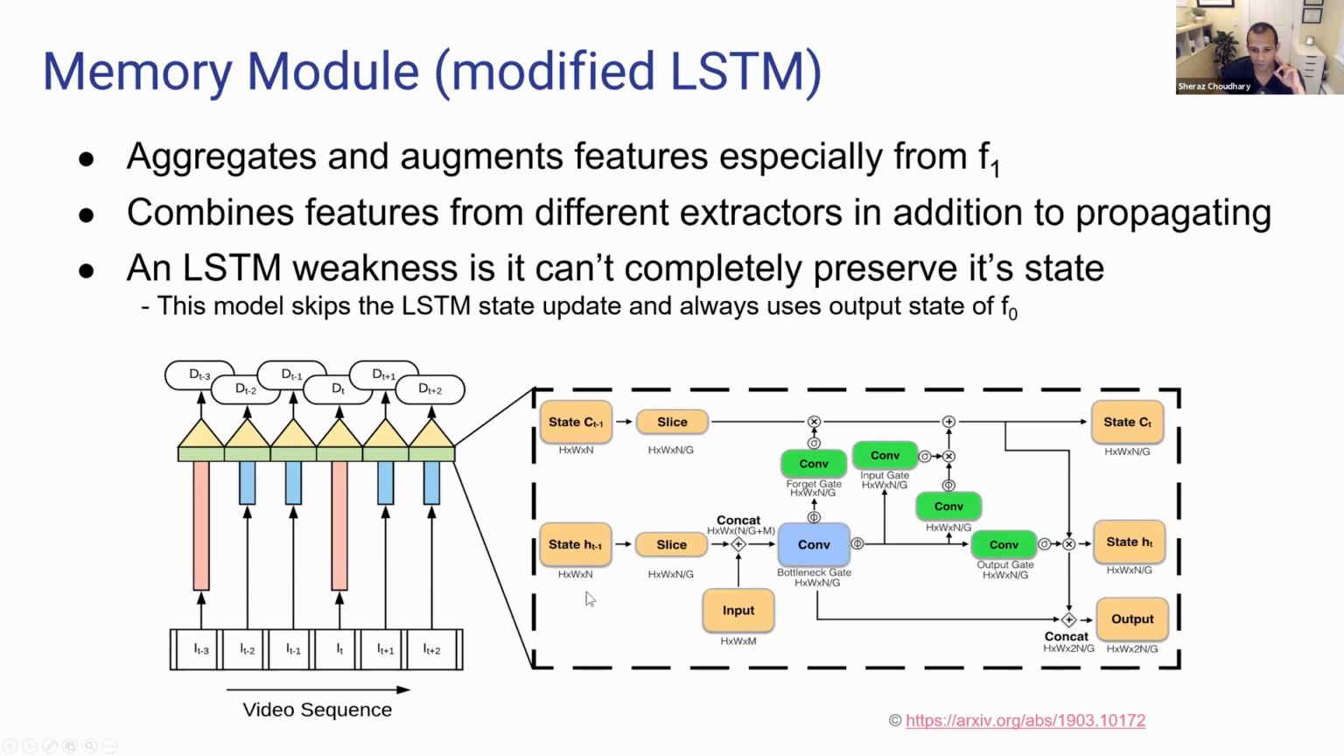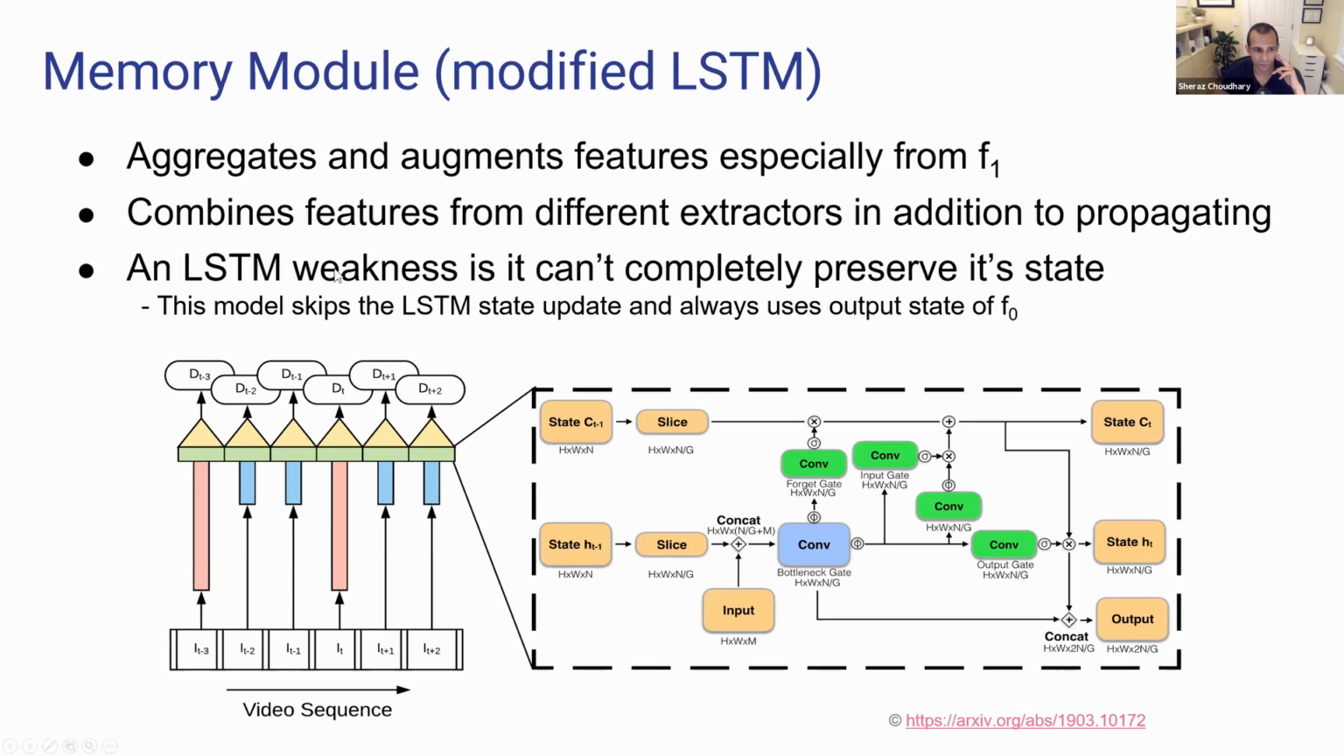This is the architecture of the memory module. It's basically a modified LSTM. The memory module basically aggregates and augments features, especially from the smaller model, which doesn't have the accuracy on its own. And it combines features from different extractors in addition to propagating the features from one frame to the next.